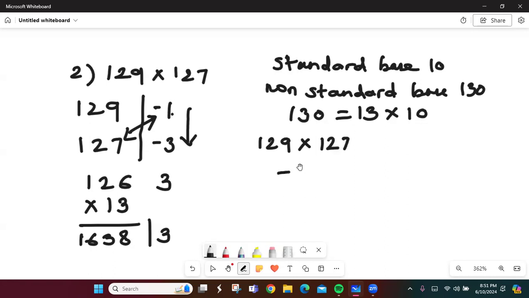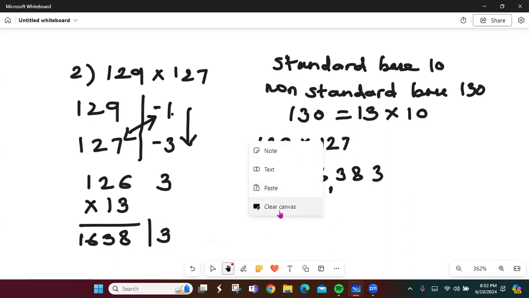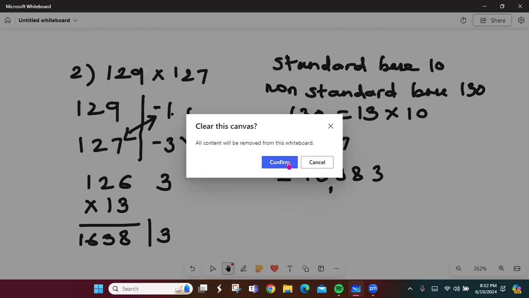I'll write both the numbers in both the partitions together. 1638, 16,383. So the product of 129 and 127 is 16,383. Now let us take a slightly bigger number so that we get more confidence in this particular method.